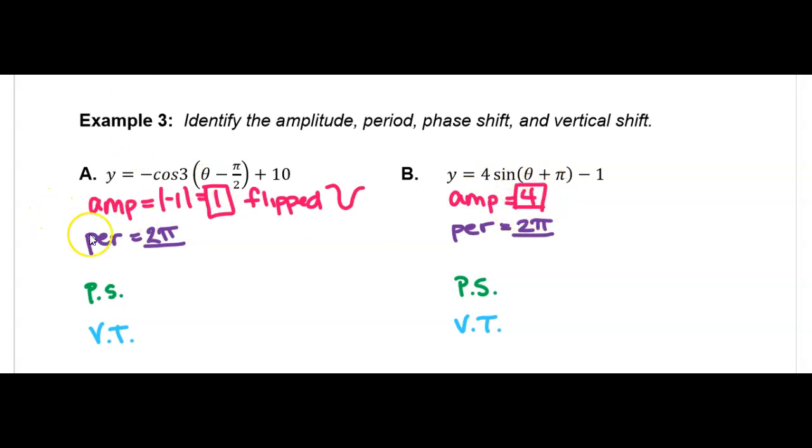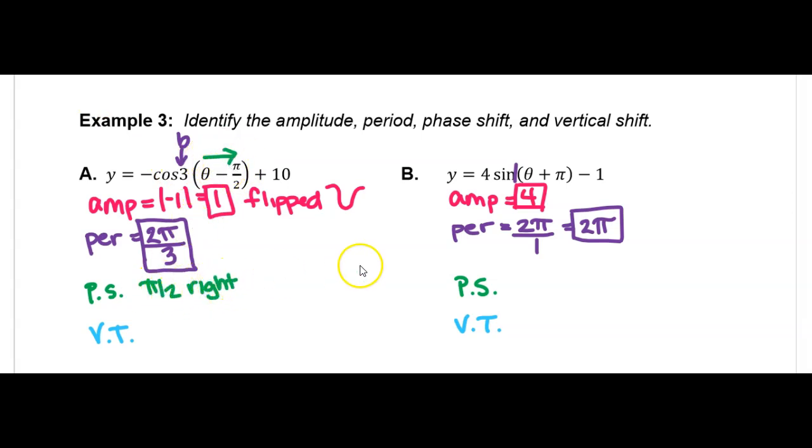How about the period? 2 pi divided by b. In this example, our b value is 3, so our period is 2 pi over 3. And for this one, our b value is 1, so our period is just going to be 2 pi. Okay, let's talk about phase shift. This one looks like it has a pi over 2 to the right phase shift. In this one, we have theta plus pi, which is like theta minus a negative pi, so we're actually shifting left pi. And the last one is vertical translation. This one is shifting up 10 units, and this one is shifting down 1.